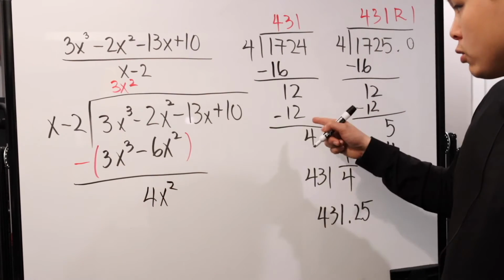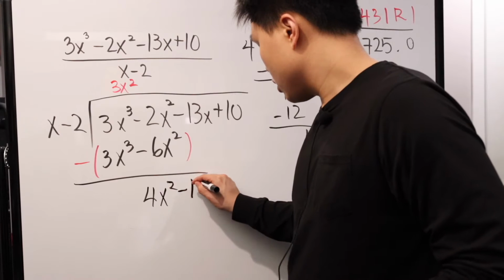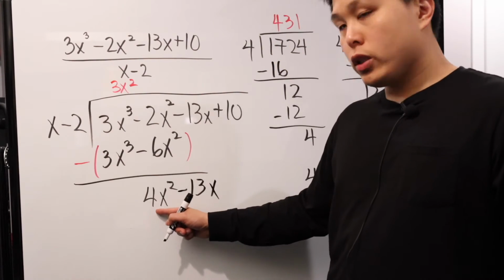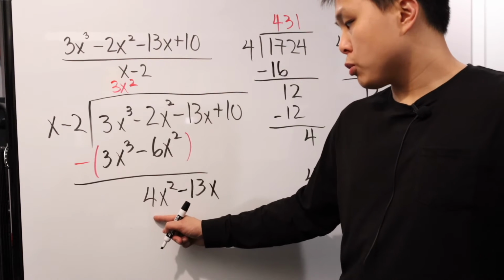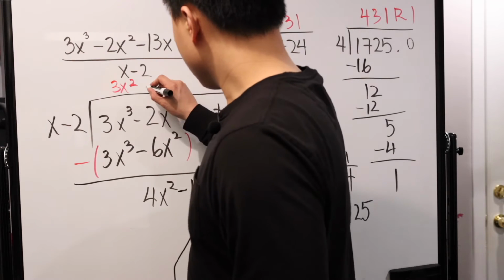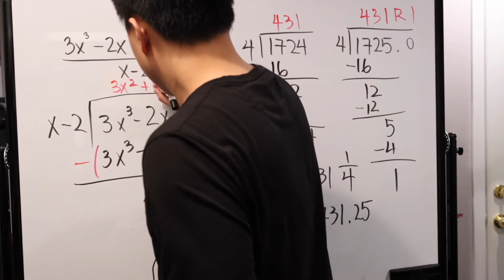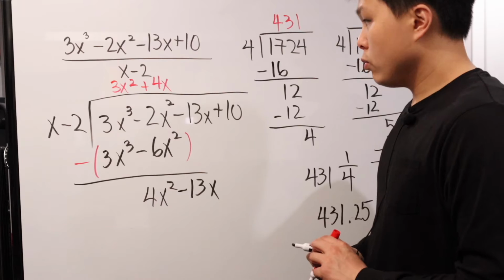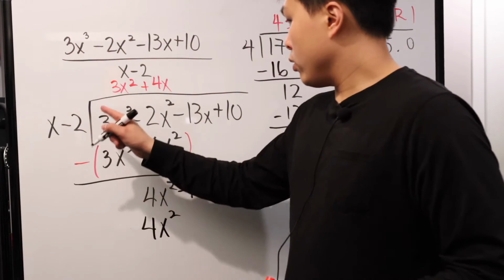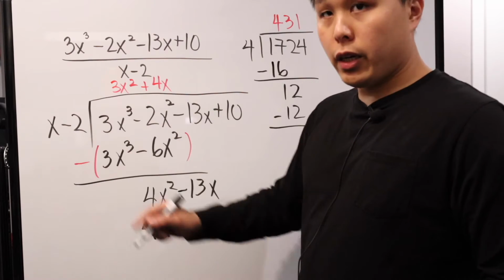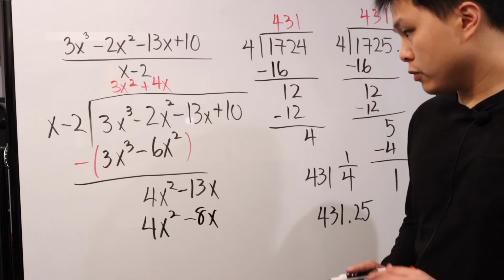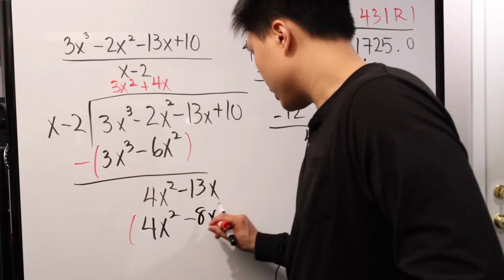Then instead of bringing just a single digit, we're going to bring the next term down. That's minus 13x. Okay? Now we ask ourselves again, this times what gives us this? Well, this is x. We need to multiply by 4 times x to give us 4x squared. So let's just do this right here. It's going to be plus 4x. Okay? Well, if that's the case, this times this gives us what we want, 4x squared. Now, 4x times a negative 2 is going to be negative 8x.